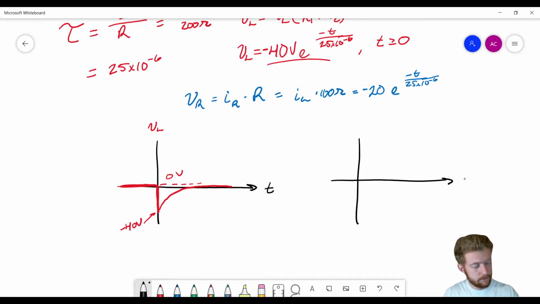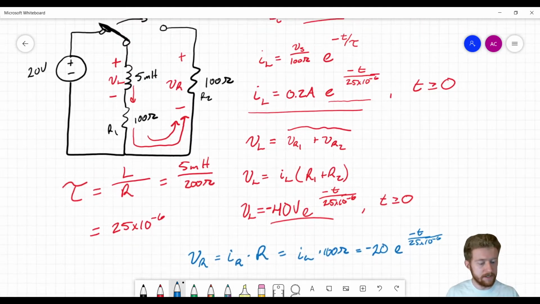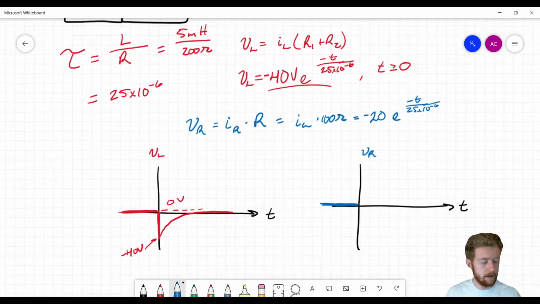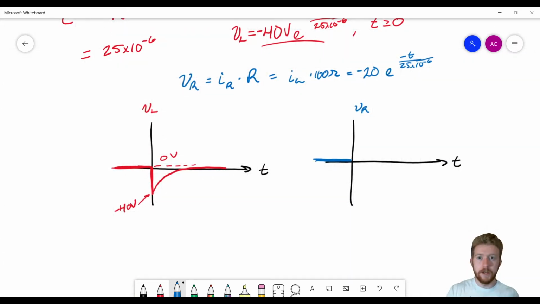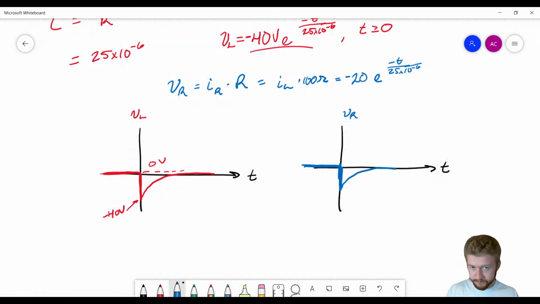Let's look at the voltage across the resistor. So let me use the blue here. VR. VR is going to look very similar, because initially it doesn't have any voltage drop across it because it's not connected to the circuit. But then once we flip that switch, remember we said it's going to drop to negative 20 and then have that same decay. So it's going to drop to negative 20 volts here and then decay to 0 volts.